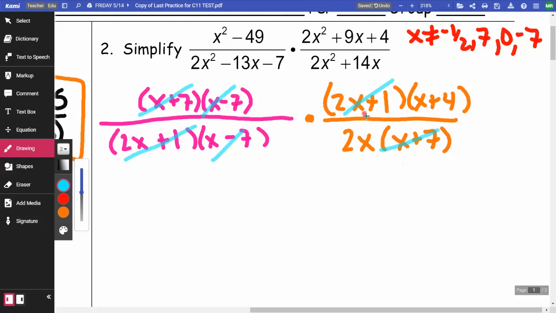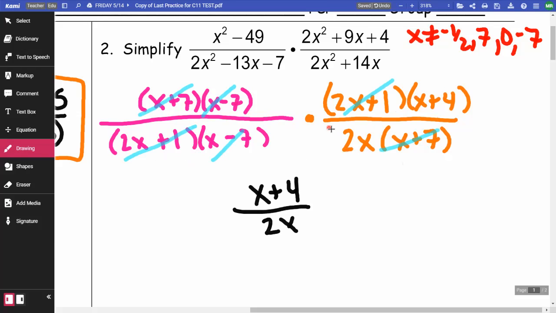And so I am going to be left with as my answer. On top, I'm going to have this x plus 4. And on bottom, I'm going to have this 2x. So it's going to be x plus 4 over 2x. And you cannot simplify that any further. That is your answer.